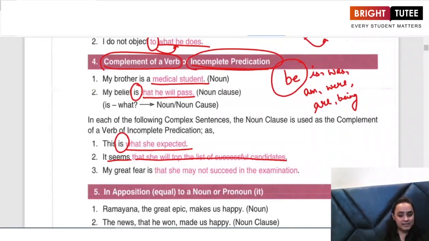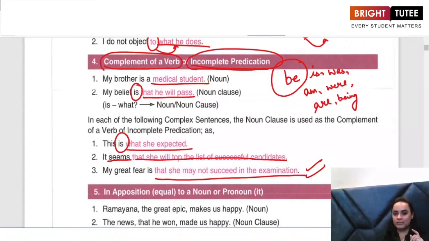Look at the third sentence. My great fear is, what is my great fear? That she may not succeed in the examination. Again, in this sentence, is is an incomplete verb. It needs a sentence to complete it. And the noun clause that completed my incomplete sentence was that she may not succeed in the examination.